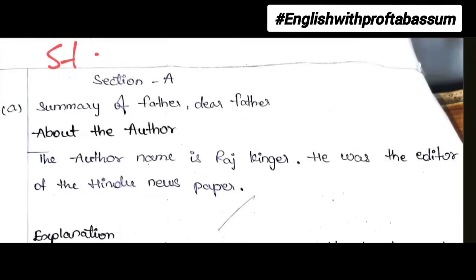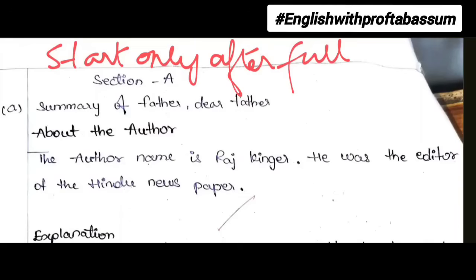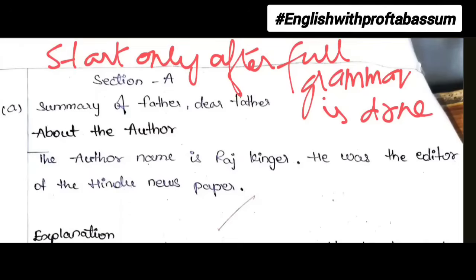Now moving on to section A. But this section you must start only after finishing section B and C. So you divide like that, 1.5 hours for grammar first and then 1.5 hours for writing summaries. Don't spend more than 10 minutes on writing any summary answer. So let's see how to write in section A.